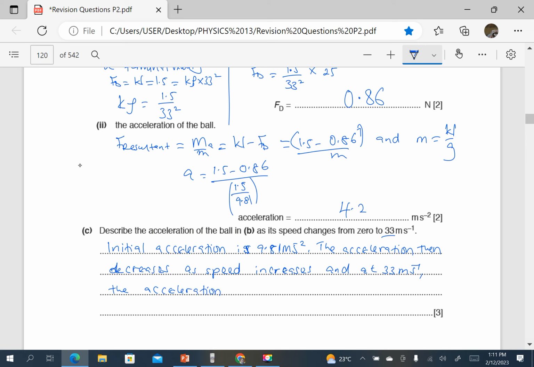The acceleration will be 0 because we shall have reached terminal velocity, so the acceleration will be 0. So it is initially 9.81, then it decreases as the speed increases, and becomes 0 at 33 meters per second when we have reached terminal velocity.